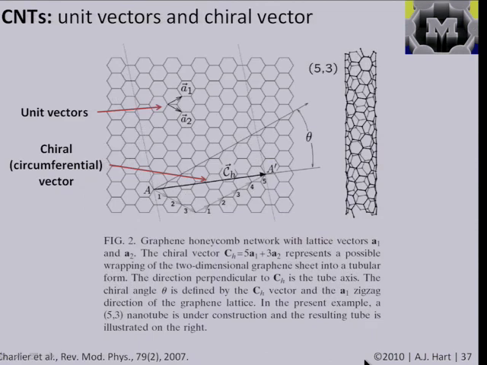So in the case of doing this, flat to tubular, or you could say, 2D to 3D transformation, we can make a few definitions. And this is described in good detail in the Charlier paper, which is on C-tools. And the first thing we're going to define is these unit vectors. And so on the hexagonal plane, we define two unit vectors, a1 and a2, and we consider each carbon nanotube as a linear combination of those vectors.